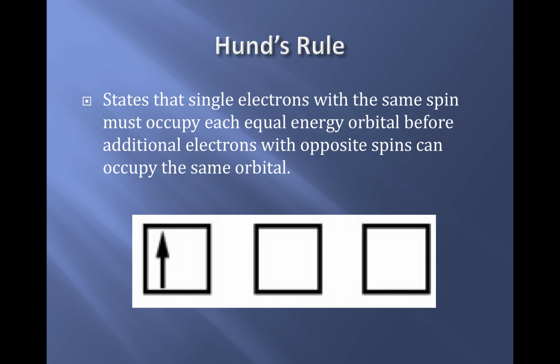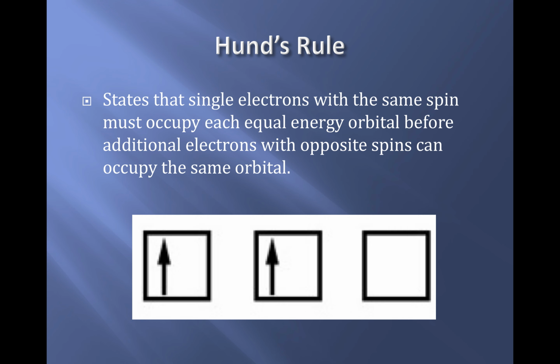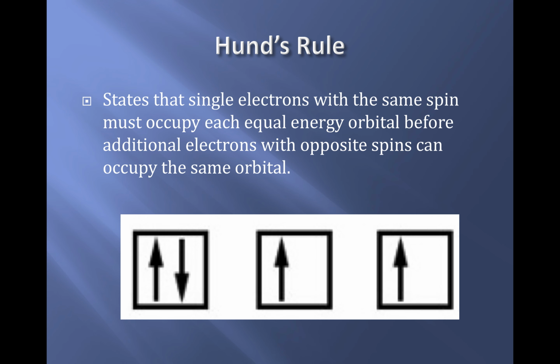So if we were filling in these 3 orbital diagrams, basically what this is saying is that my arrows are going to spread out before they go back and share in the same box. So this would be my first arrow, second, third, and then my 4th arrow, if it had to, would go back and share that box. But they spread out before they share.